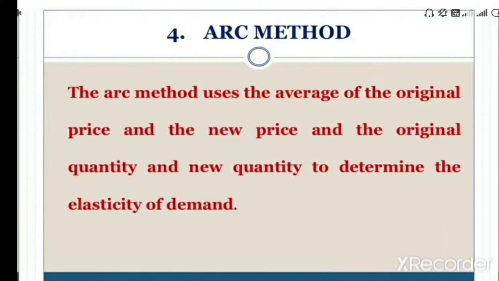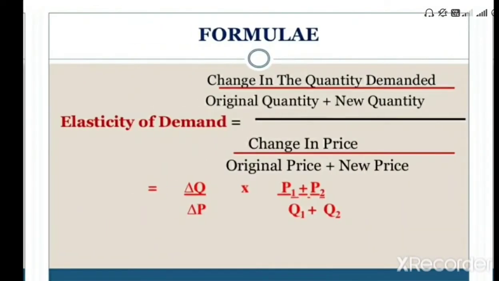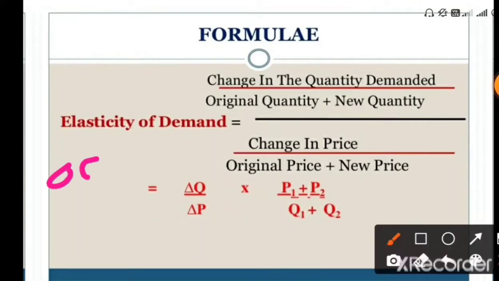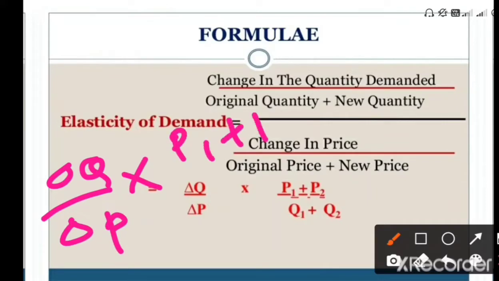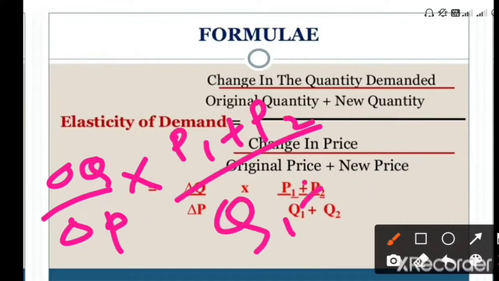The arc method uses the average of the original price and the new price and the original quantity and new quantity to determine the elasticity of demand. So here they are talking about one formula. This method is based on one formula. So what is that formula? The formula here is change in Q divided by change in P into P1 plus P2 divided by Q1 plus Q2. So this is also a simple formula.